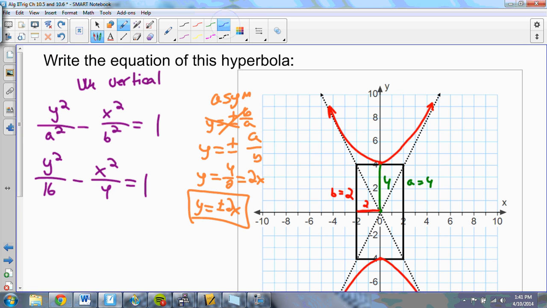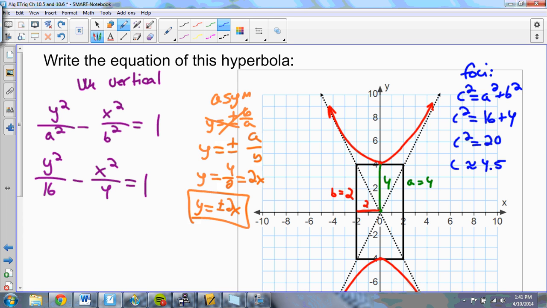Let's do foci also. How am I going to find the foci? With a and b. So I have c squared equals, the good Pythag, 16 plus 4. So c squared equals 20. What's the square root of 20? About 4.5. Wouldn't the a and b be 4 and 2? But it's a squared. Oh, a is 4, but a squared is 16. So 4.5 is about here, and about there. Those are my foci.